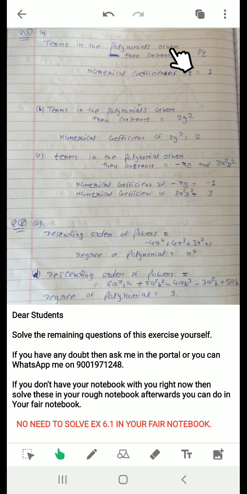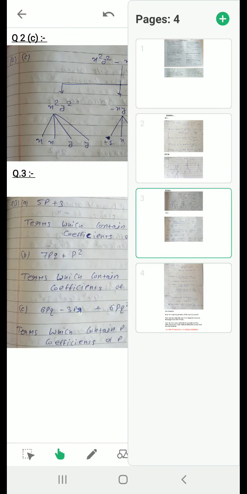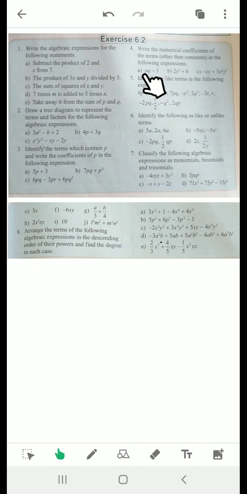So the term in the polynomial other than constants is equal to pq, because the question in 4a is pq minus 1. So the term other than constant will be pq. In the second, the term other than constant will be 2y square, because 6 is constant. In the third one, both the terms are not constant, because there is no constant term.